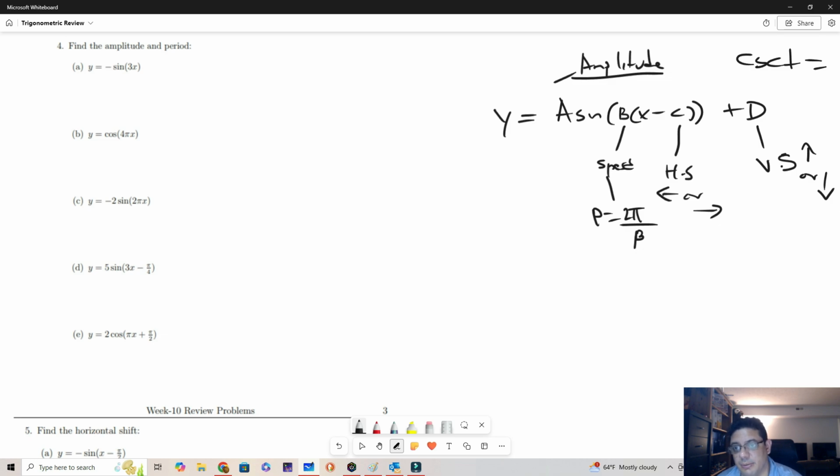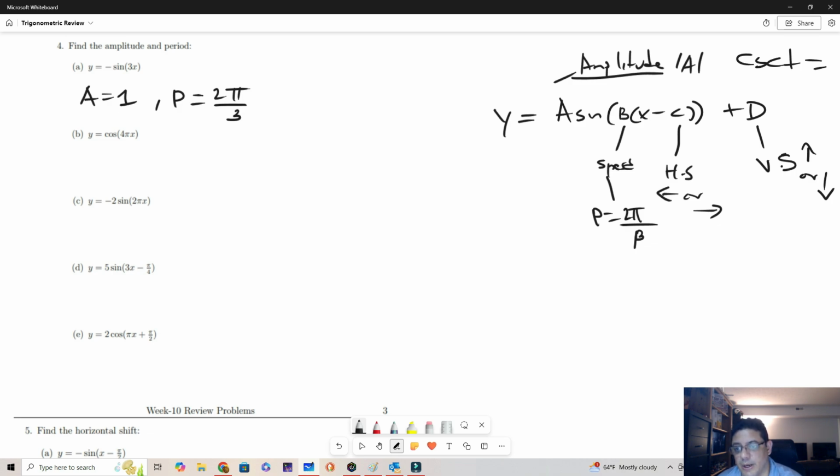Now here we want to find out the amplitude and the period of this. So the amplitude for A equals 1, regardless if it has a negative or not. That doesn't matter, because the amplitude is the absolute value of A. Now the period is 2 pi over b. In this case b is 3, so 2 pi over 3.